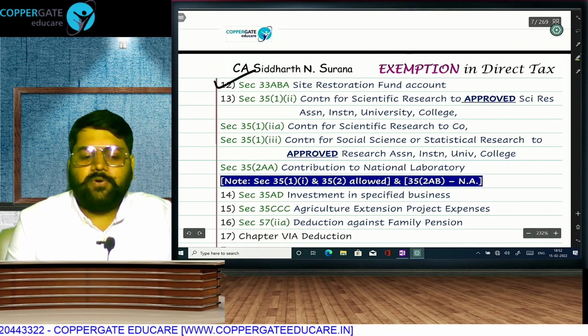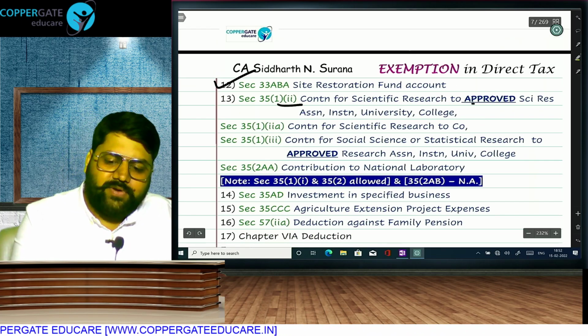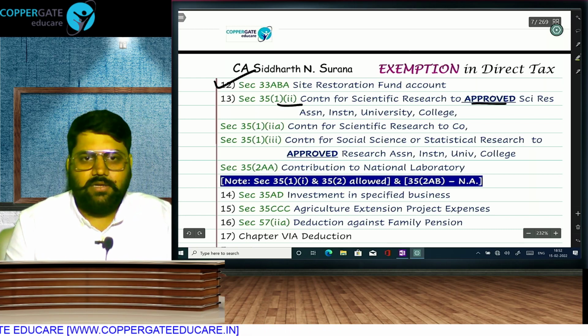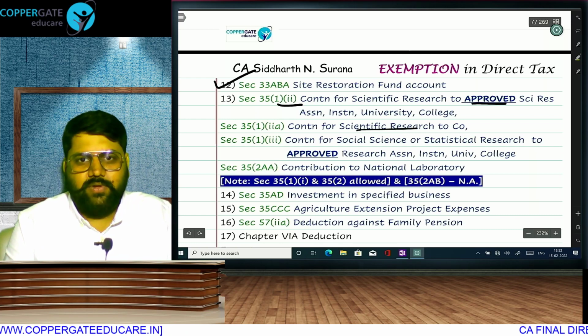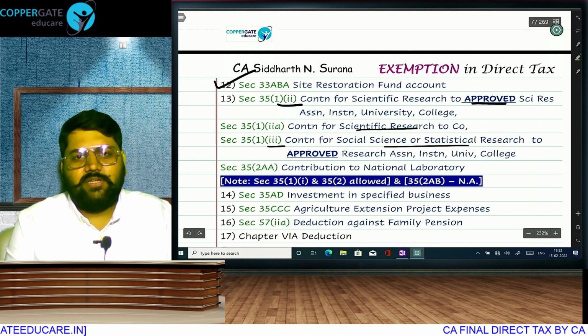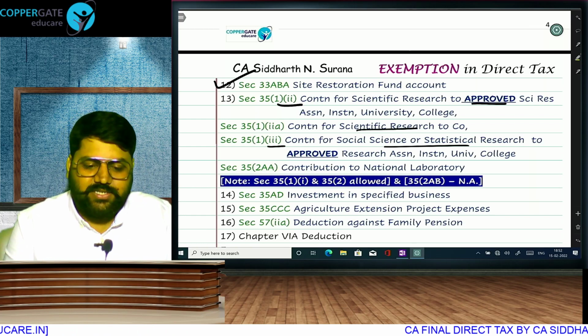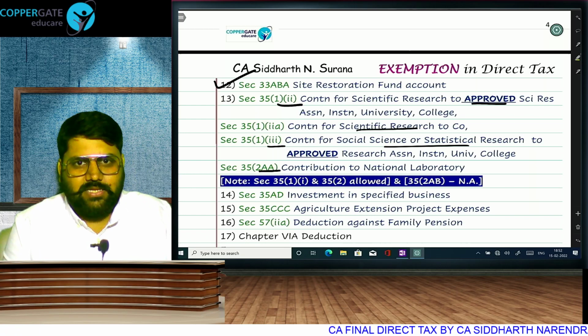Next, certain provisions of section 35. 35(1)(ii), contribution to approved scientific research association or institution. 35(1)(iia), contribution to an Indian company doing scientific research. 35(1)(iii), contribution to approved association doing statistical or social science research. 35(2AA), which is applicable to contribution to a national laboratory. These deductions you have to forego.